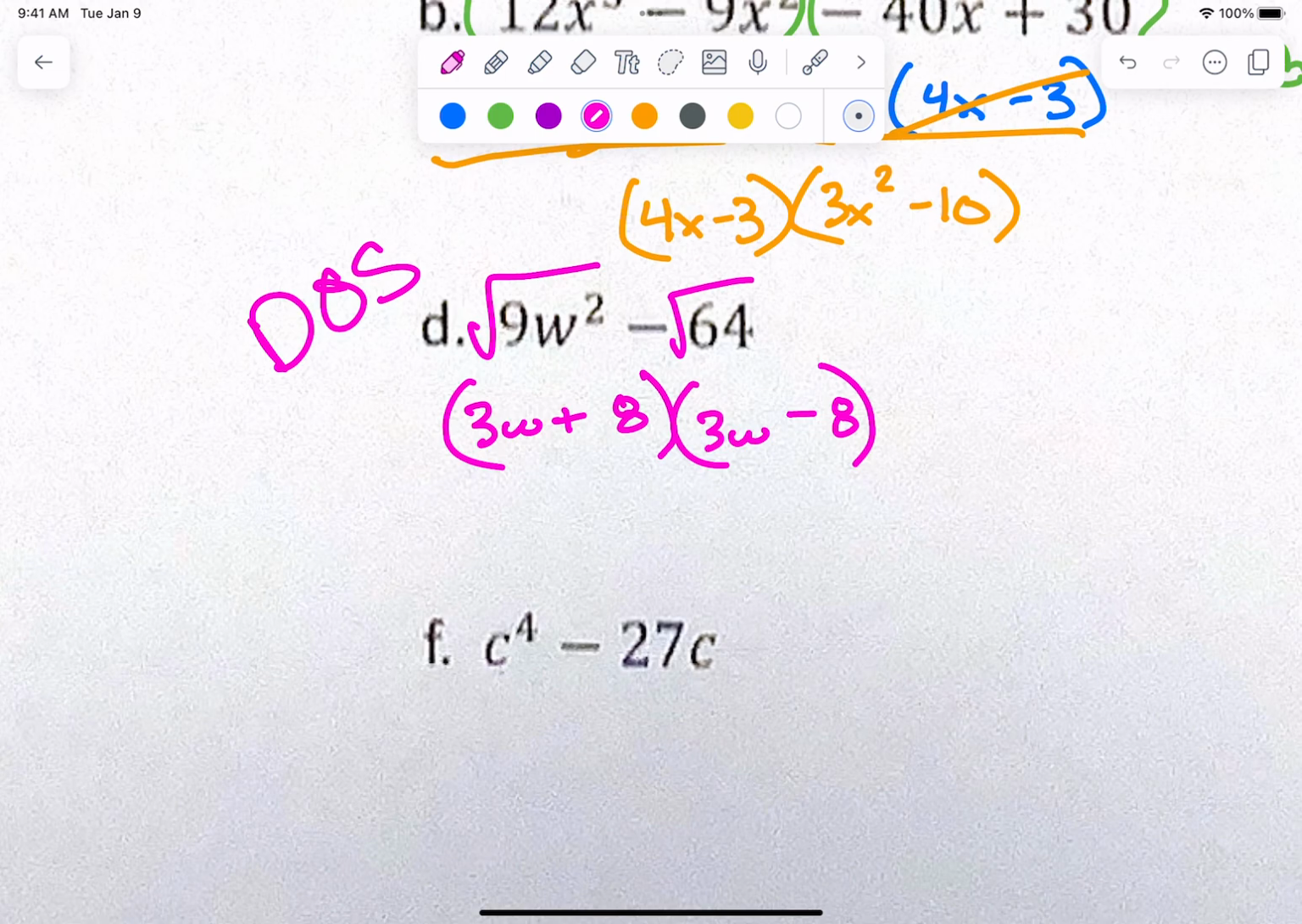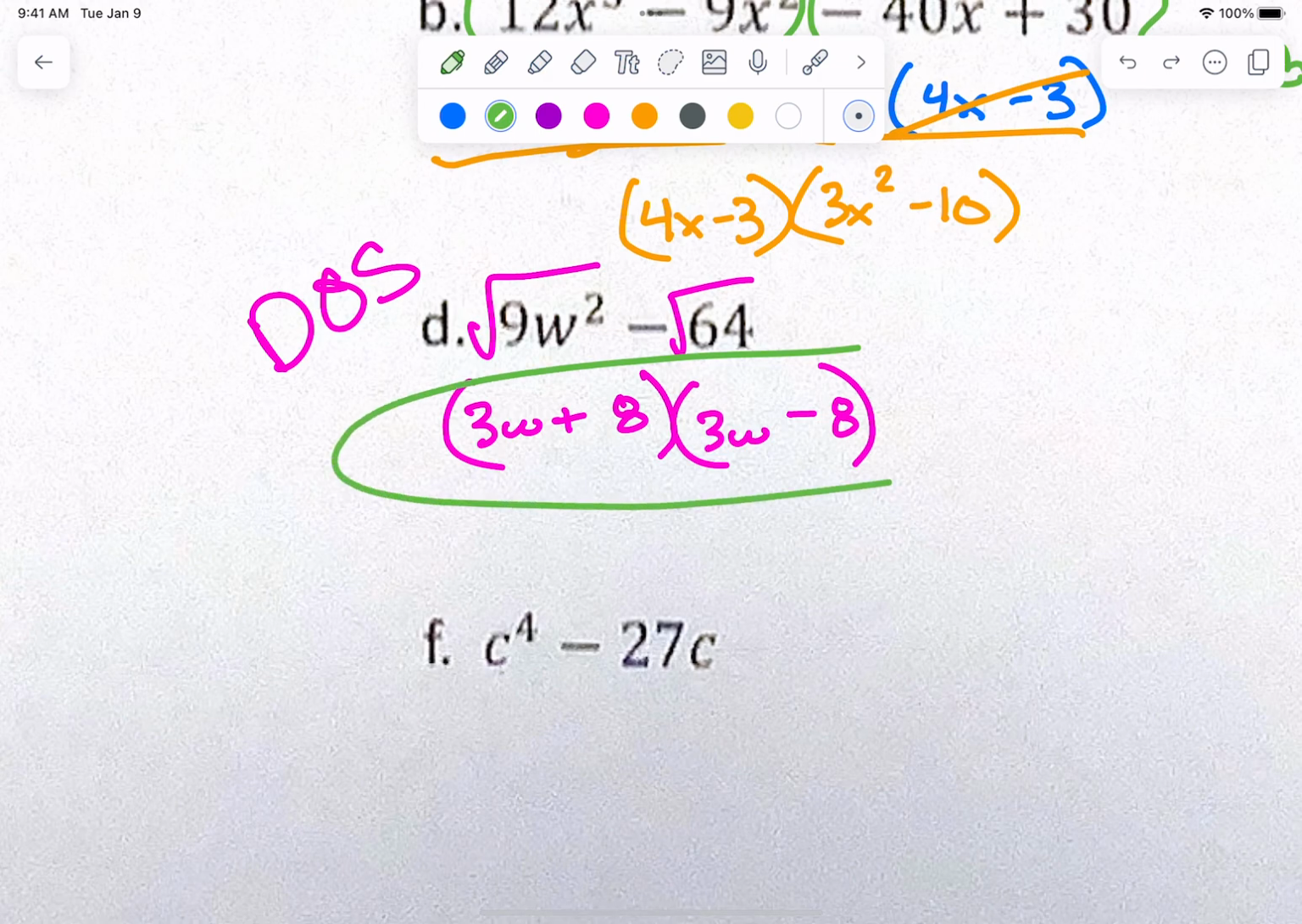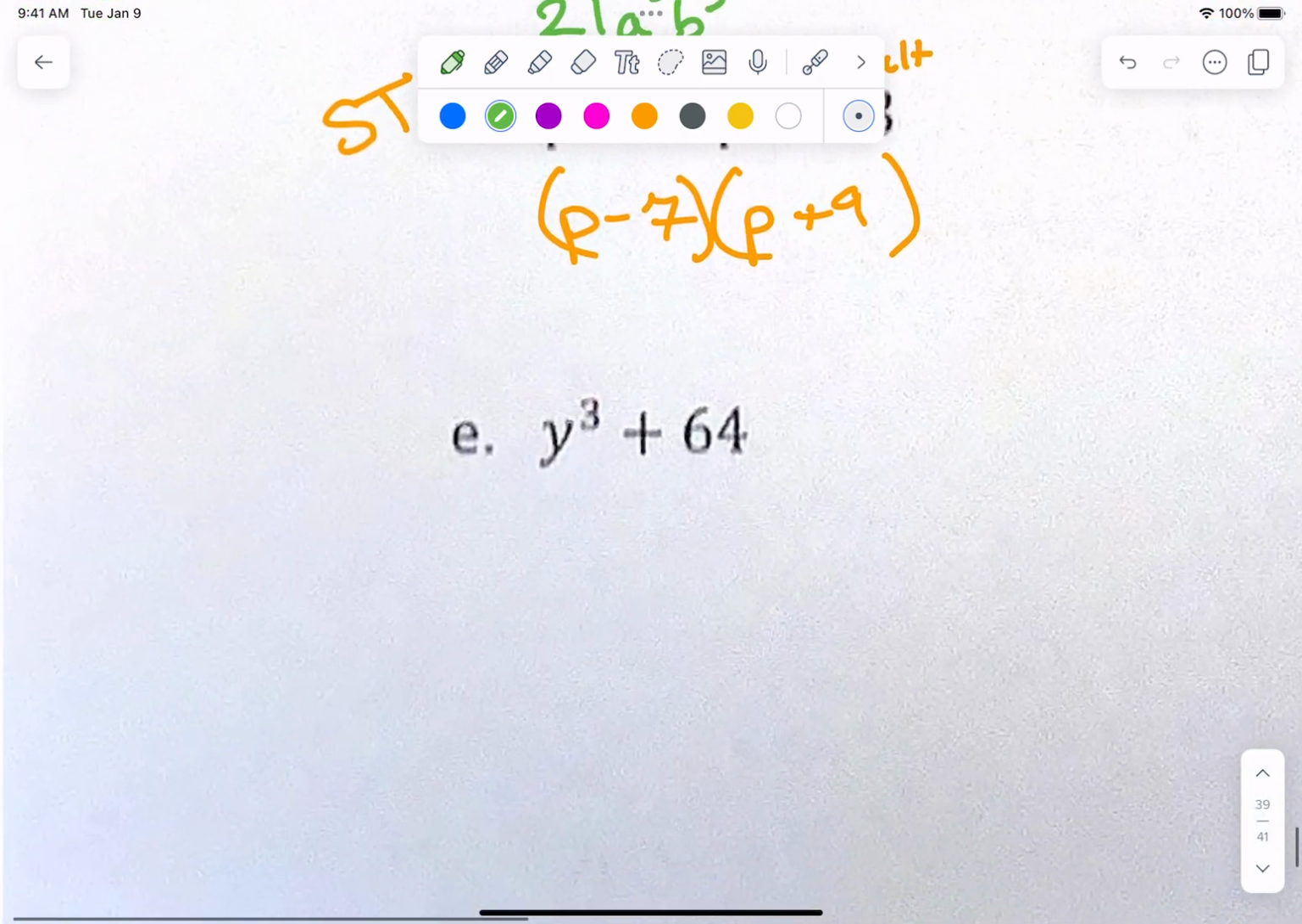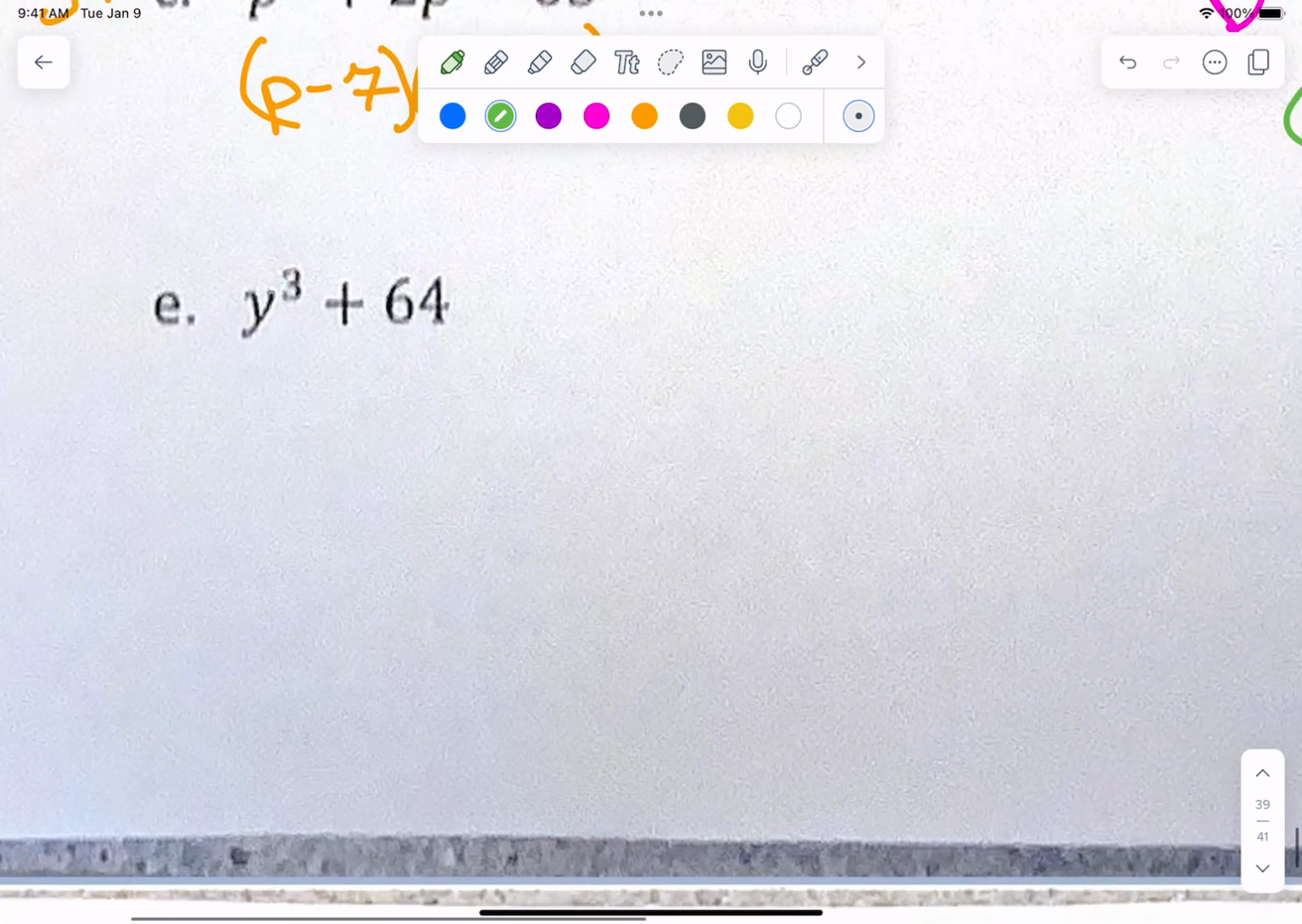No. Factor each. Yes. Okay, if it says equals 0, then yes. This one just says factor, so we do not have to set equal to 0. Do you see the distinction? If it's equal to 0, you want to set it equal to 0. But here we just factor and he's done. Okay, that was a difference of squares. All right. Okay, now E and F.